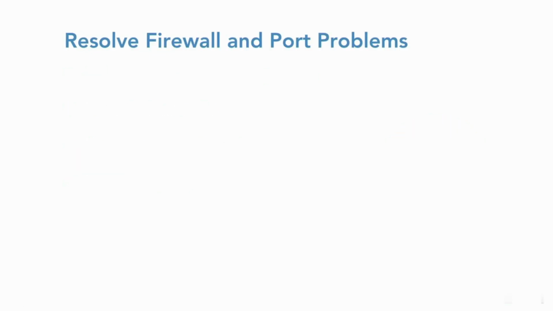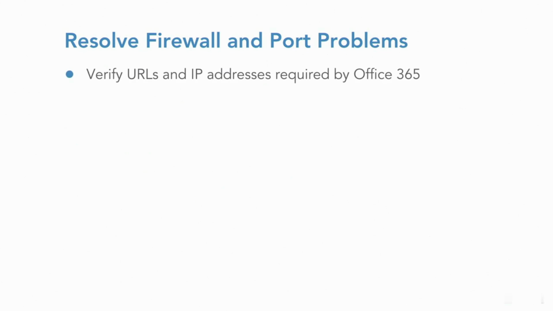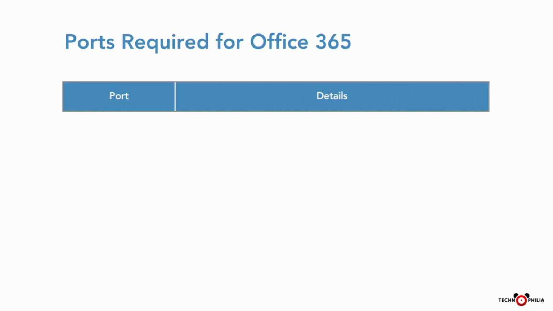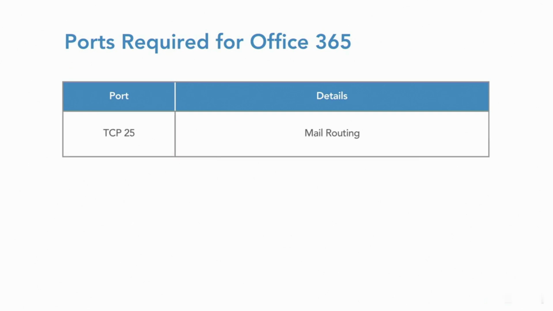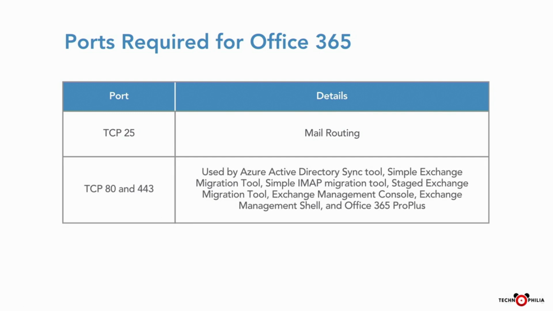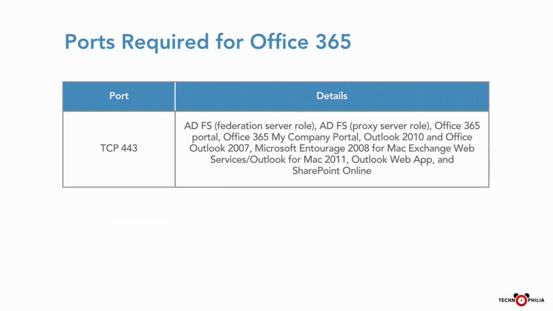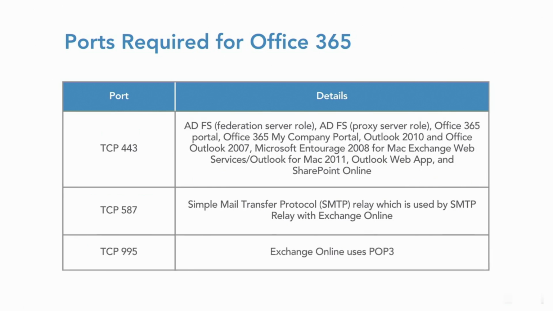In order to resolve connectivity issues caused by firewalls and ports, you need to verify your URLs and IP addresses as required by Office 365. You need to configure your firewall and port settings for the Office 365 services. The table shows some of the key ports that are used by Office 365. These include TCP port 25 or 80 and 443, 143 and 993, and the details are shown on screen. You also have ports TCP 587 and 995, depending on the Office 365 services that you want to implement. You'll need to allow traffic through your firewall on these ports.